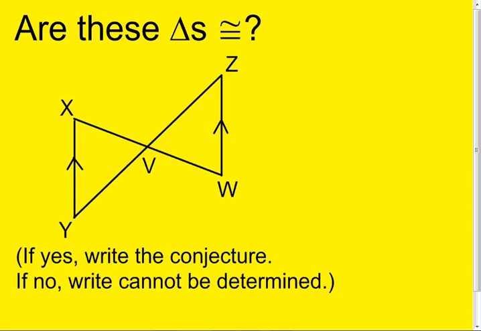Are these triangles congruent? Are these angles congruent? Yes, because they're vertical. Do I have another pair of angles? I actually do. I have a Z here. Where's the Z? Oh, there.